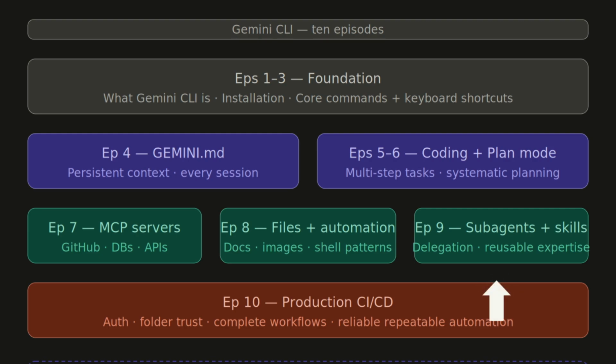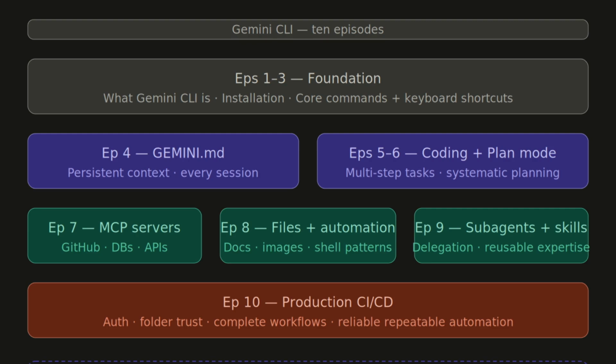Episode 9 introduced Subagents and Skills, the system for delegating specialized work and packaging reusable expertise into version controlled, on demand capabilities. And this episode brought it into production: authentication, folder trust, complete CI/CD workflows, and the patterns for combining all of the above into reliable, repeatable automation.